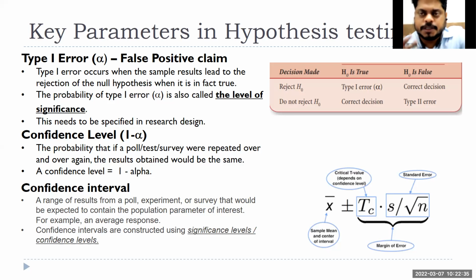So any questions on these three concepts, type of error, your confidence level, and confidence interval? Any questions, any doubt?